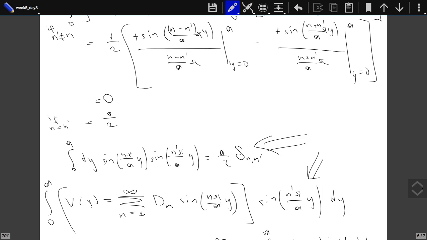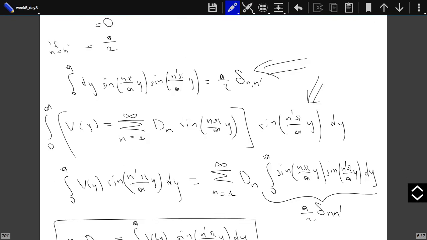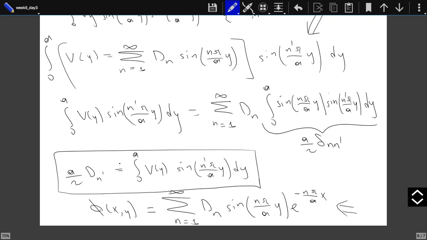And I know that these functions, if I multiply two of them and integrate from 0 to a, I get this Kronecker delta. So that allows me to extract these unknown coefficients dn prime. And once I determine my dn prime using my boundary condition, well, the solution is now unique. There is no unknown left in my solution.